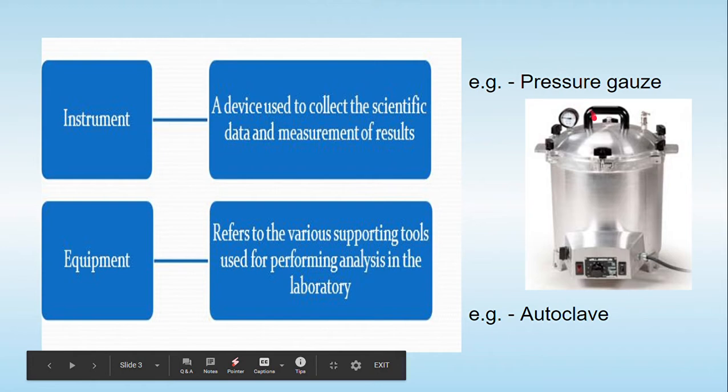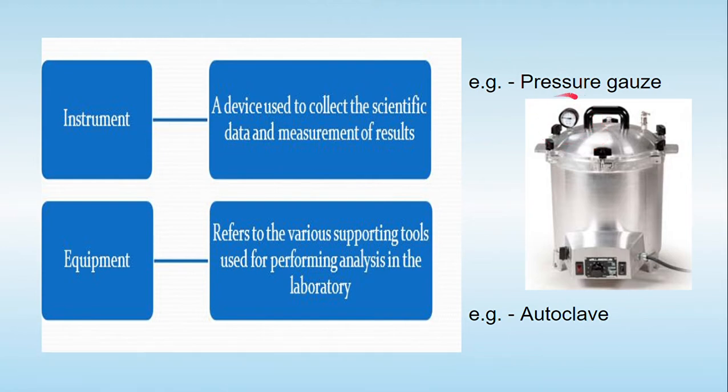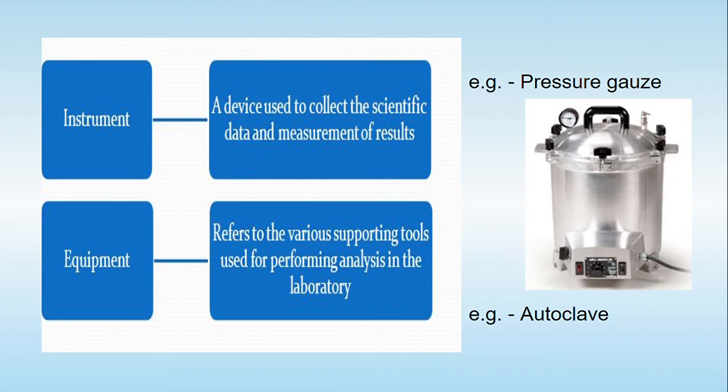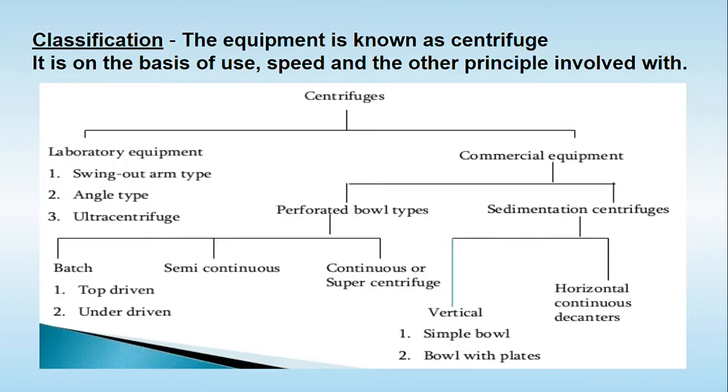But in the autoclave we are finding gauges, depending upon the pressure and the time period. Those are the two important factors. Here the pressure gauge is given. The pressure gauge will indicate what is the pressure present inside this autoclave. So in this case the pressure gauge is considered as an instrument while the autoclave is considered as an equipment. Please don't get confused between these two words, equipment and instrument.